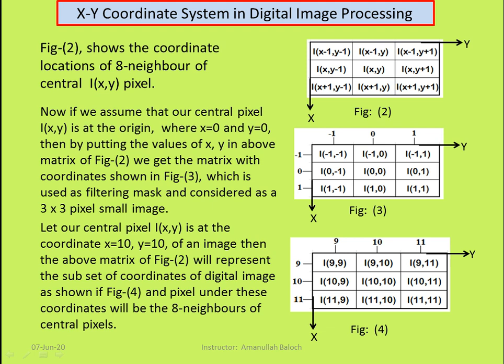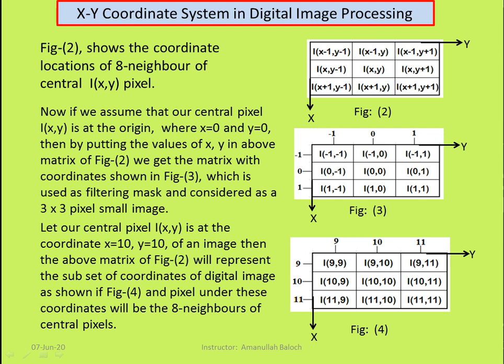Now if we assume that our central pixel I of x, y is at the origin, where x is equal to 0 and y is equal to 0, then by putting the values of x, y in the above matrix of figure 2, this is figure 2 and this is the matrix of figure 2. In this matrix, if x is equal to 0 and y is equal to 0, then 0 minus 1 becomes minus 1, and the value of y will be 0, minus 1, 0.